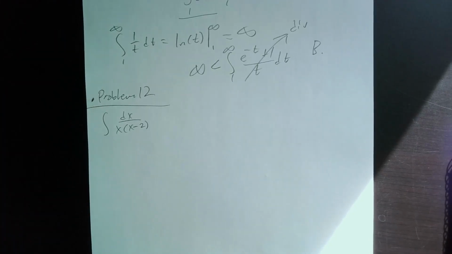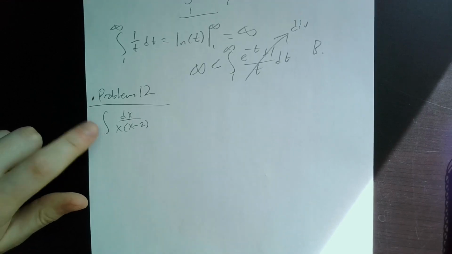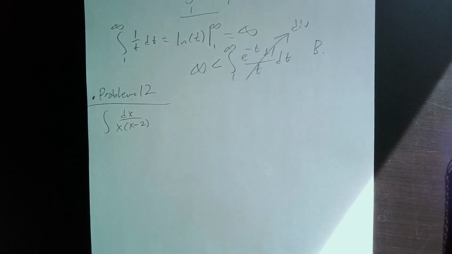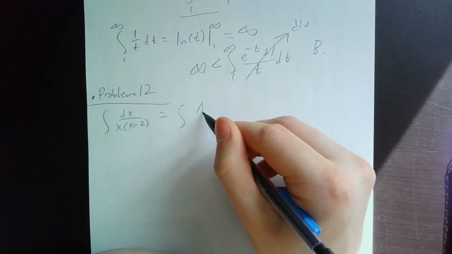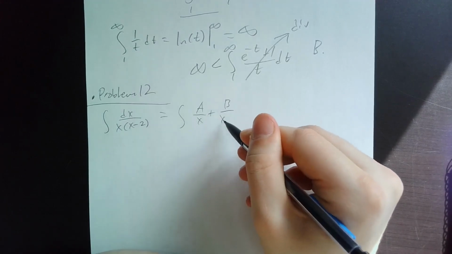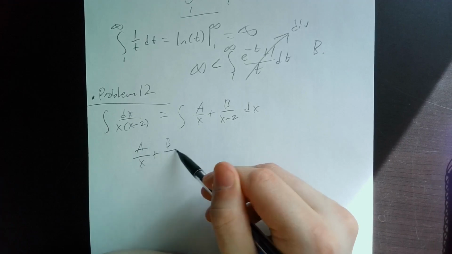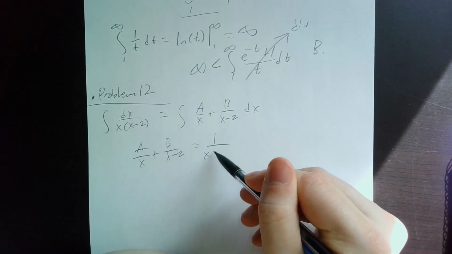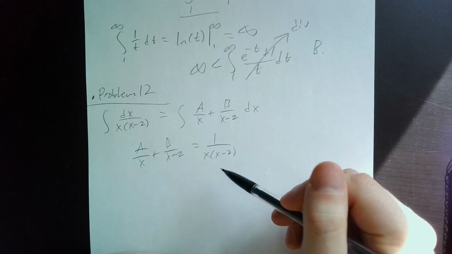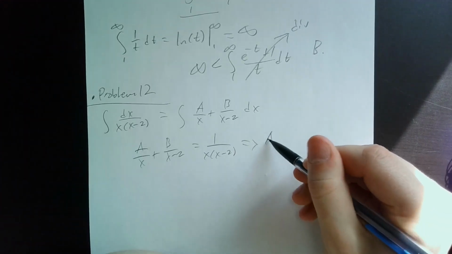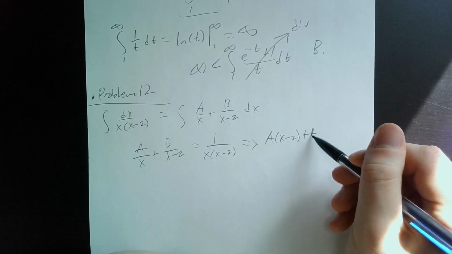So the last problem on this test is relatively a softball from the previous two. So they just want us to solve this integral. And as soon as I see a fraction that has a factored denominator, my mind instantly starts going to partial fraction decomposition. So let's just take that route. This is what we want to end up doing. So we want to get a over x plus b over x minus 2 equals 1 over x times x minus 2. We'll multiply both sides by this denominator, and that will get us a times x minus 2 plus b times x equals 1.